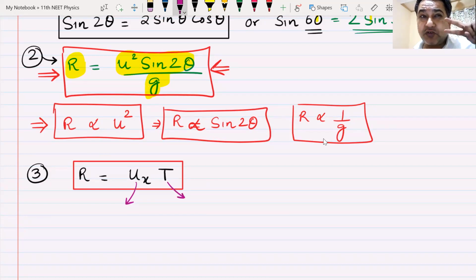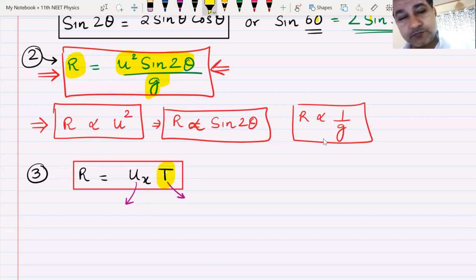So range depends on both of these things. It also depends on time of flight. If the time of flight is more, range is more. It also depends on the horizontal velocity. If horizontal velocity is more, range is more. Am I clear? Way number 3. Raised hands will give me more confidence that things are getting clear in your head.